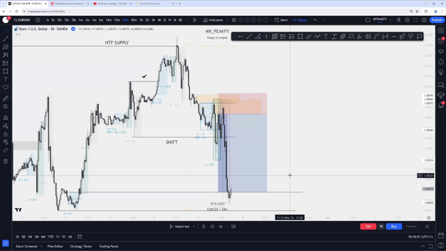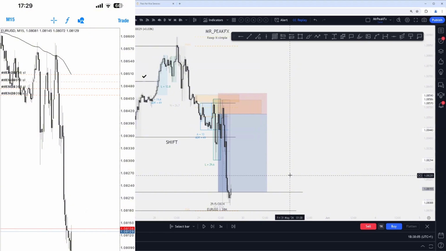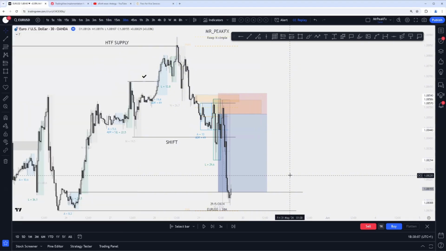You can see my entry right there on the screen. It smashed TP, and it was a good trade.